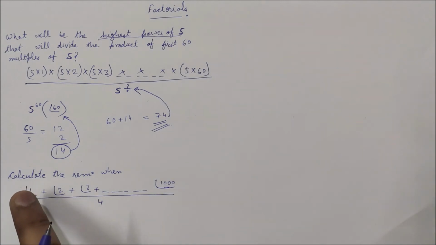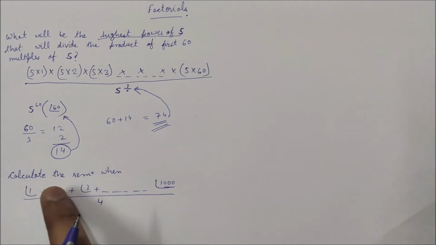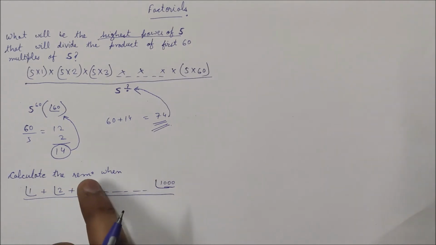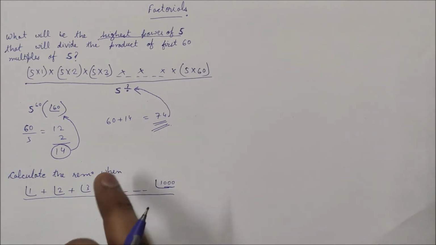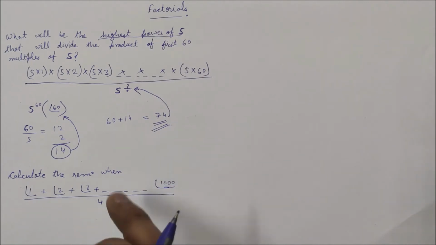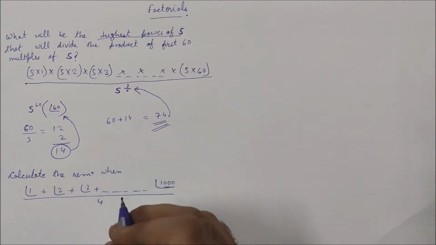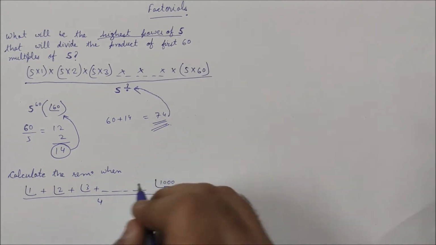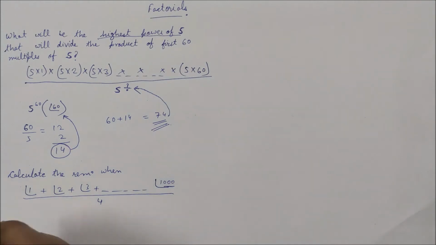So this essentially means that factorial 1 is divided by 4, factorial 2 is divided by 4, factorial 3 is divided by 4, factorial 4 is divided by 4, until factorial 1000 is also divided by 4, and we are talking about the summation. So what's essential to understand over here, let's try to do some calculation over here.